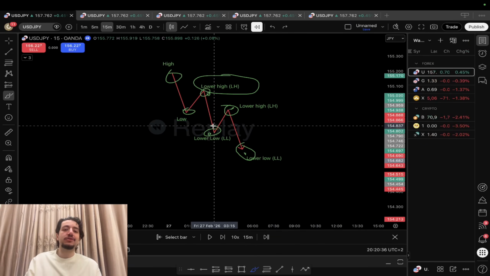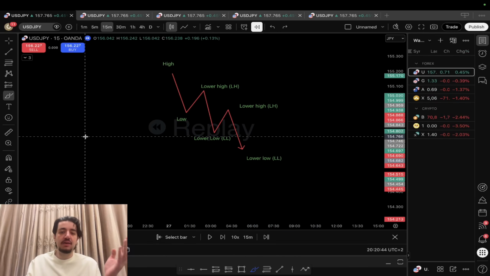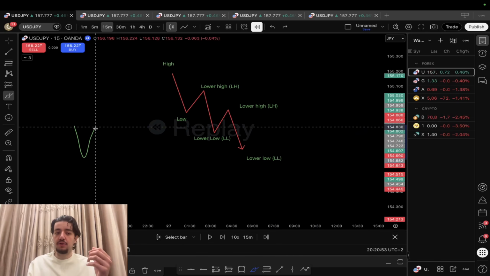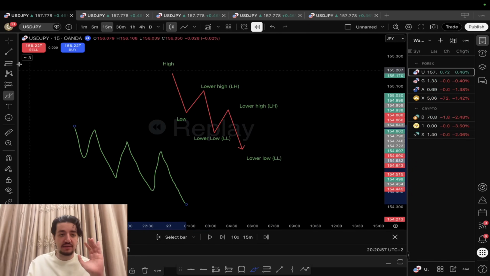Now, why it's called a lower high and a lower low is not really important, okay? Like, it's just good to know it. If you don't understand why it's called like that, that's not a big deal. It's okay. And the most important part is that you understand that a downtrend consists of lower highs, lower lows, lower highs, lower lows, lower highs, lower lows. That's it.